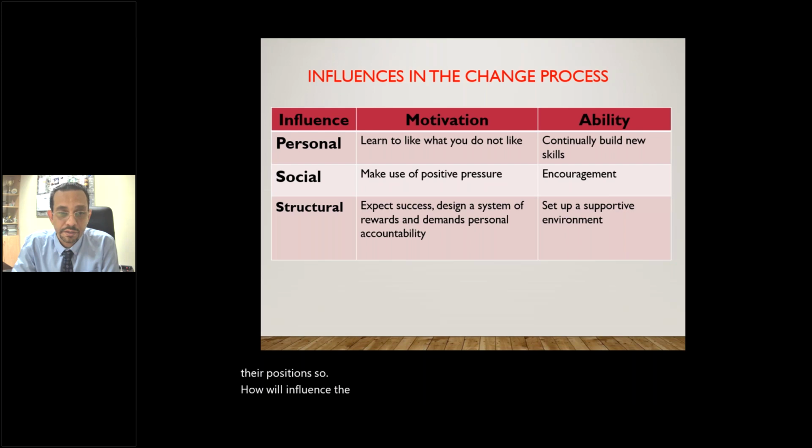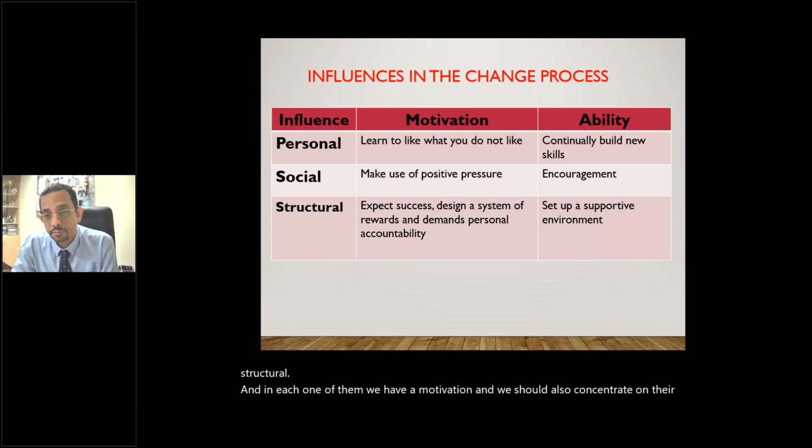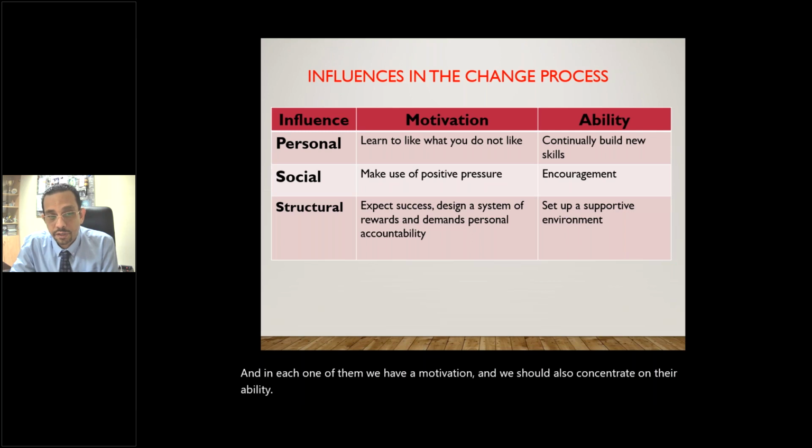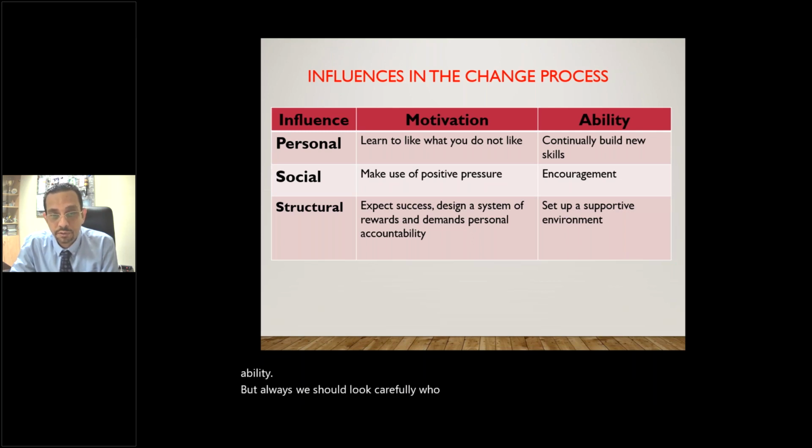We have three things: personal, social, and structural. In each one of them, we have a motivation, and we should also concentrate on the ability. But we should always look carefully at who is responsible for each part: personal, social, and structural.